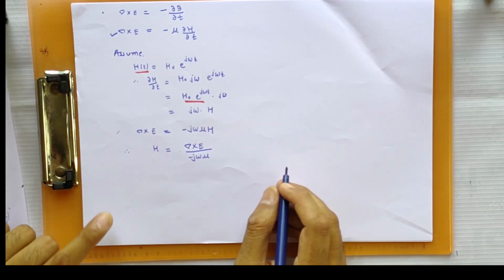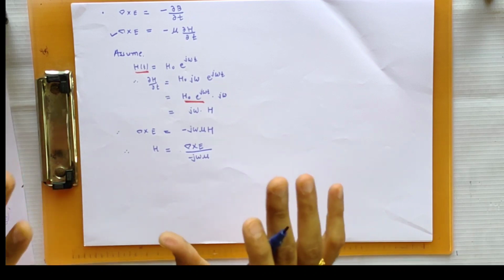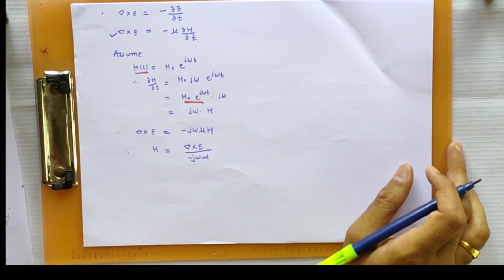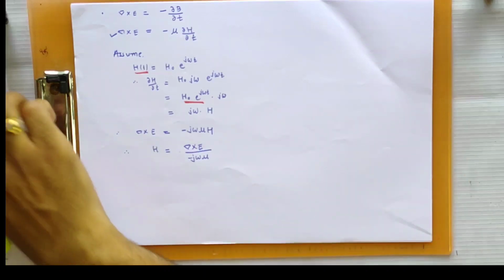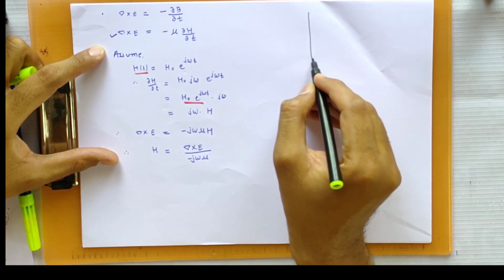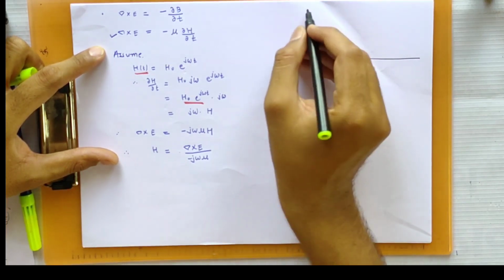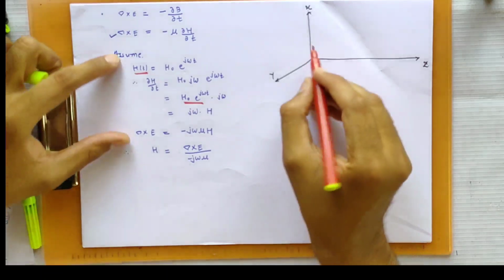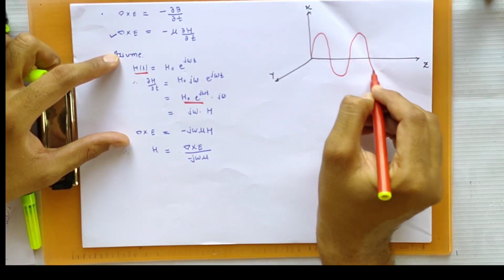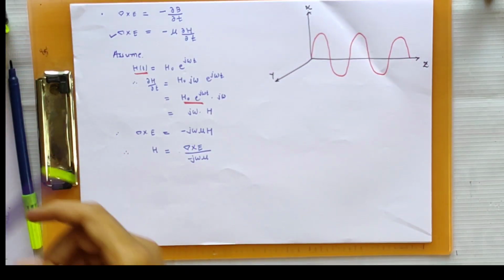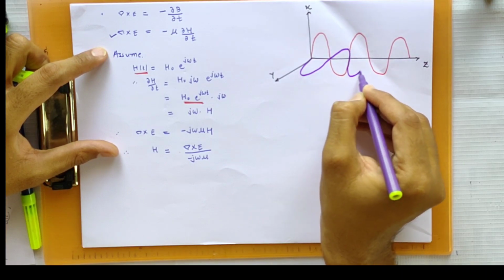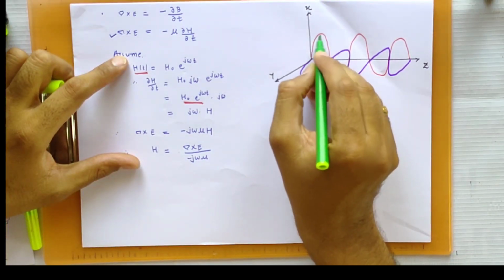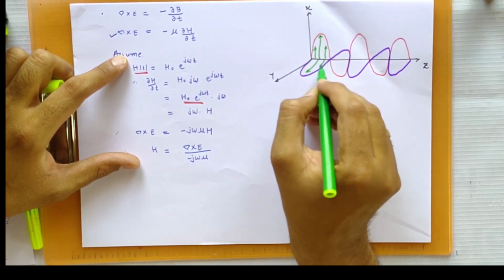Up to this point, we consider the electric field present in the x direction, the magnetic field present in the y direction, and the propagation direction is the z direction. Let's quickly revise it. There are three axes: the x axis, y axis, and z axis. The electric field is present in the x direction, the magnetic field is present in the y direction, and the propagation direction is the z direction.